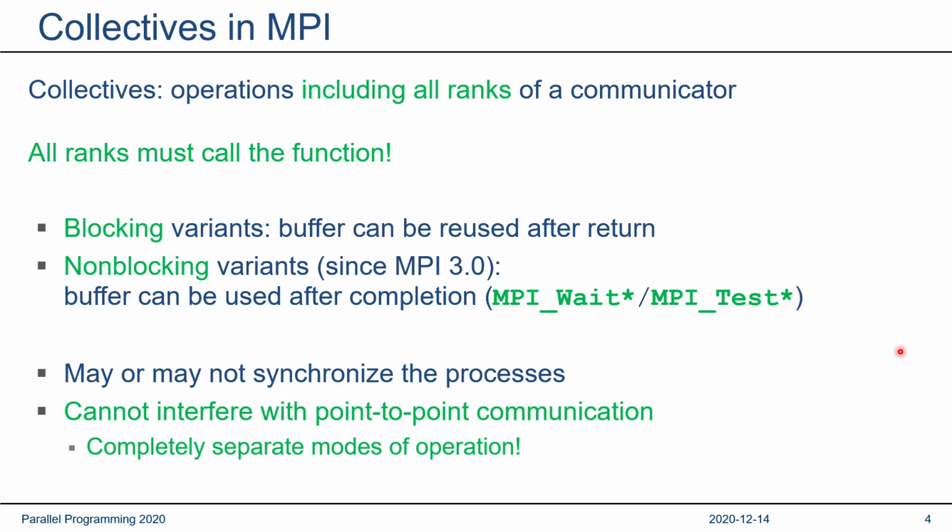And I can't stress this enough. Collective communication in MPI cannot interfere with point-to-point communication. They are completely separate modes of operation, and it's just wrong to assume that it's possible to call a collective on one rank and a point-to-point function on a different rank and expect them to be able to communicate.